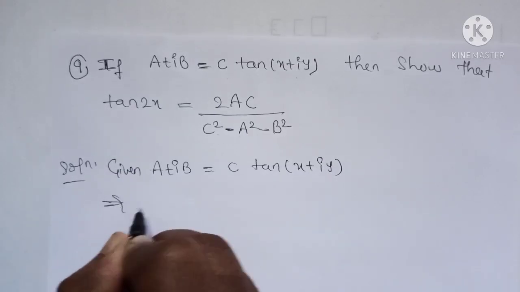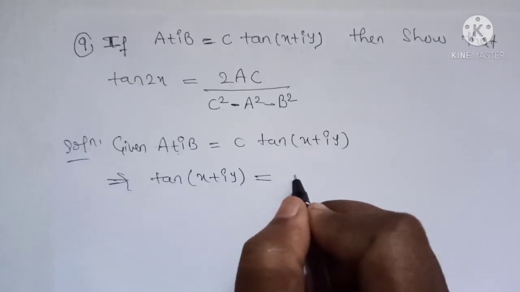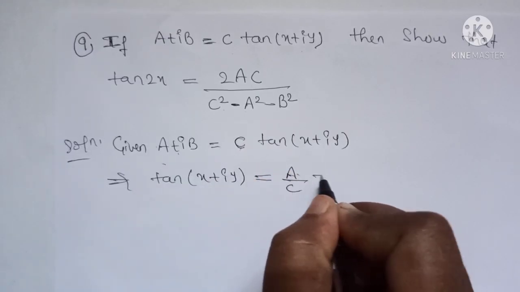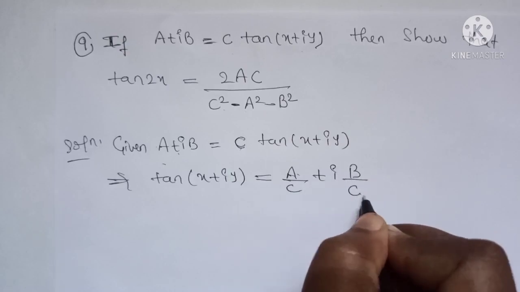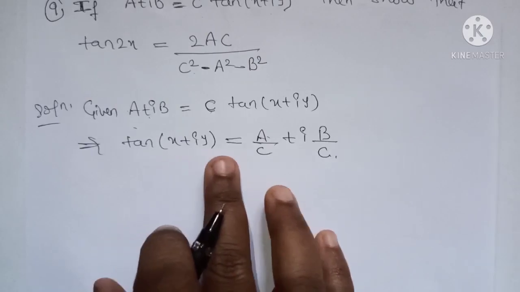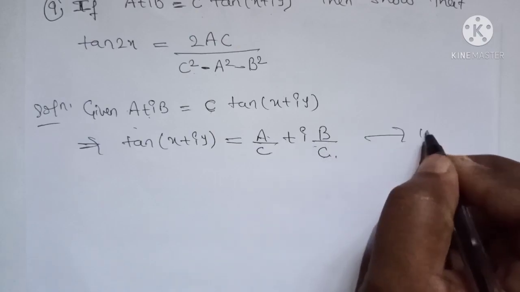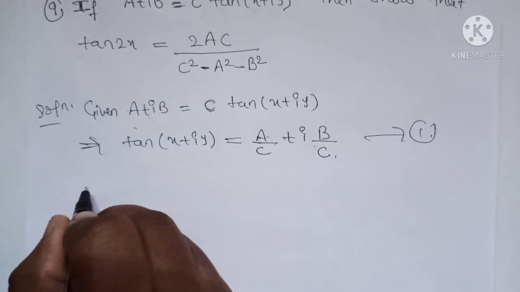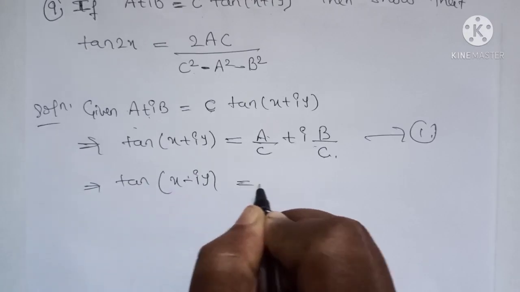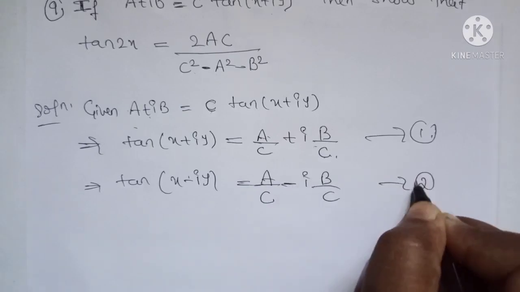Now this tan(x + iy) can be written as, taking this c to this side, we get a/c + ib/c. So that means tan(x + iy) = a/c + ib/c. Consider this as equation 1. Similarly, we get tan(x − iy) = a/c − ib/c. Consider this as equation 2.